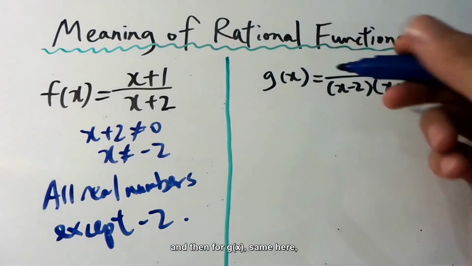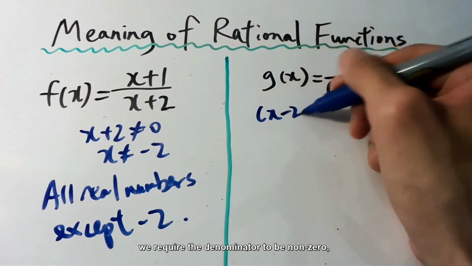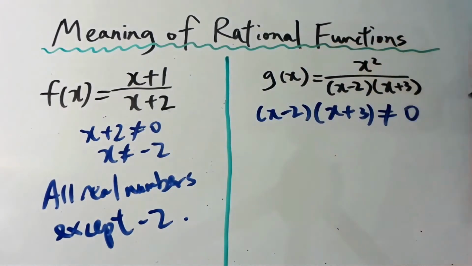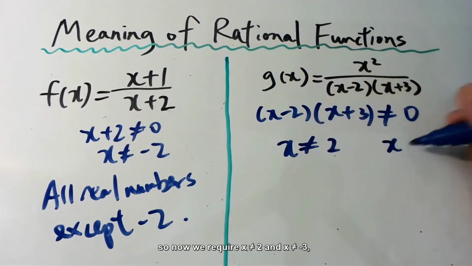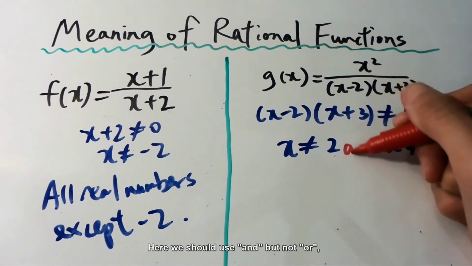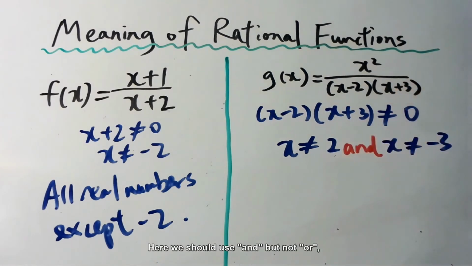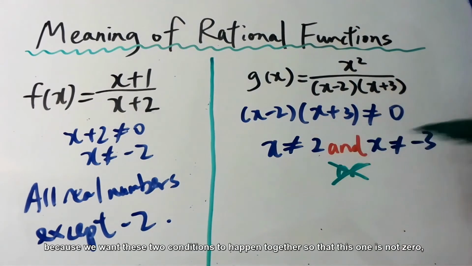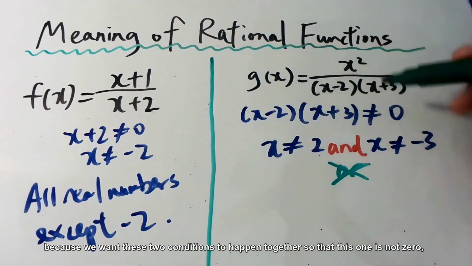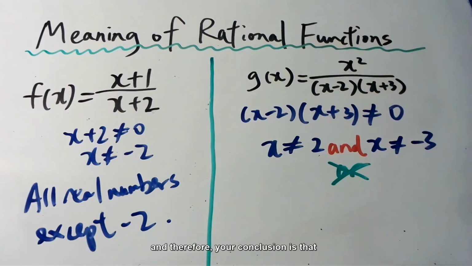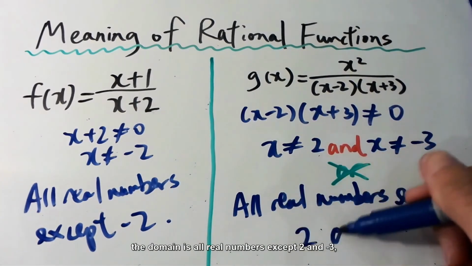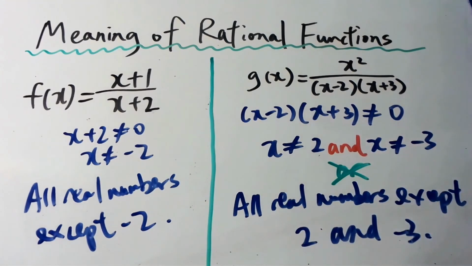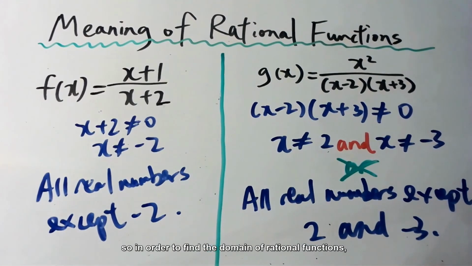And then for g(x), same here, we require the denominator to be non-zero. So now we require x to be not 2 and x to be not minus 3. And please pay attention here. Here we should use "and" but not "or", because we want these two conditions to happen together so that this one is not 0. And therefore your conclusion is that the domain is all real numbers except 2 and minus 3.